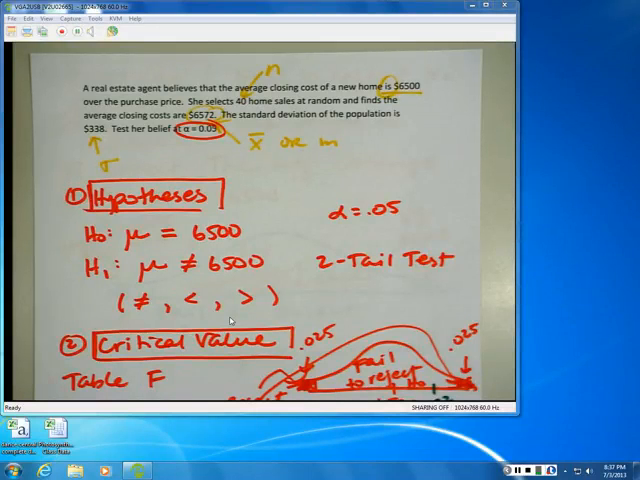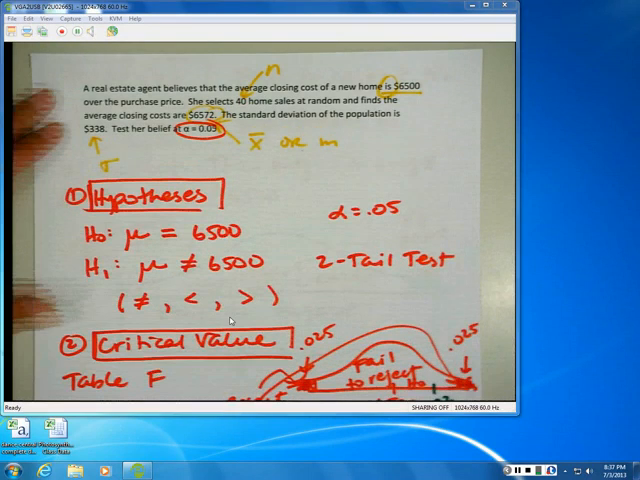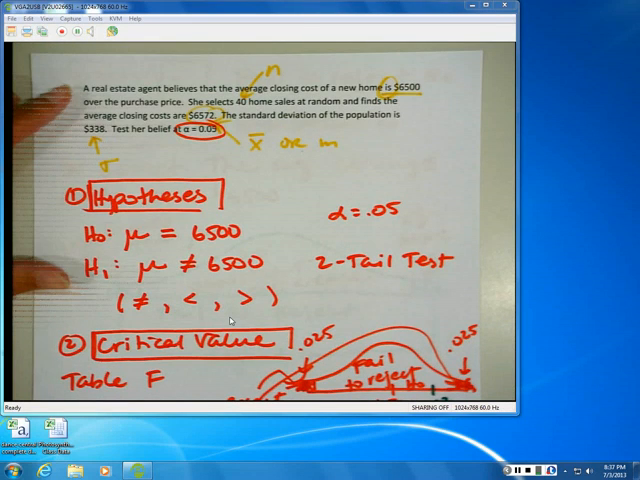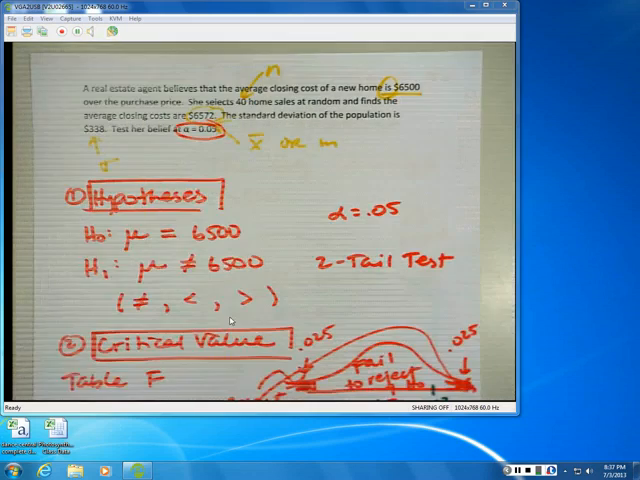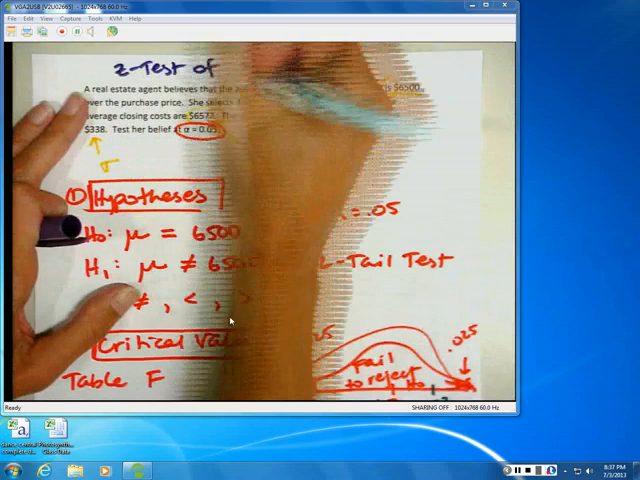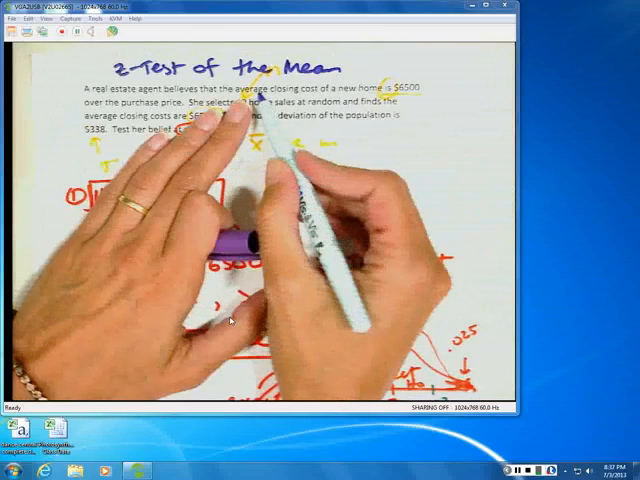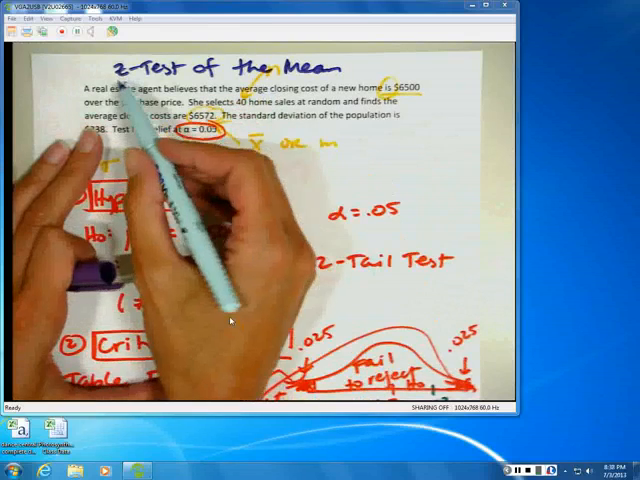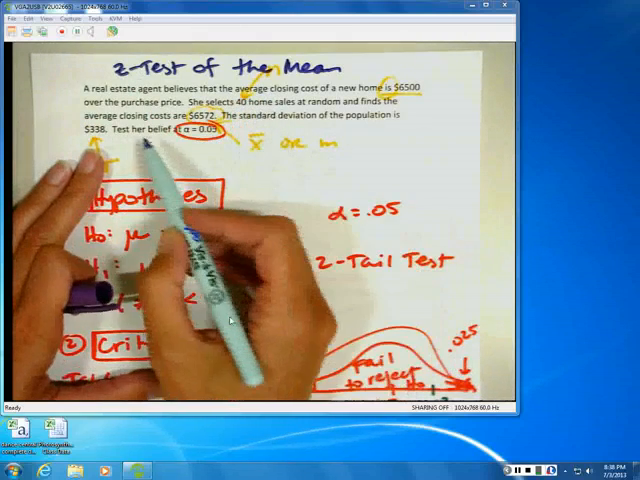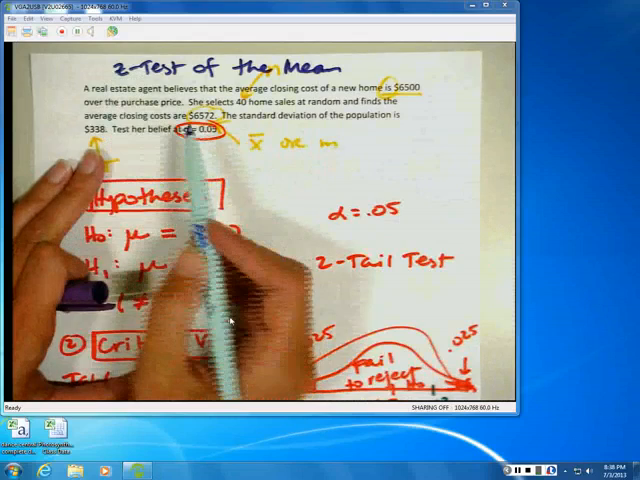In this video, we're going to learn about the p-value, but I want to first start by recapping what we saw in the last video. So here we've got a test about a real estate agent who believes that the average closing cost... this is a z-test of the mean. I know it is a test of the mean because we're comparing averages. It's a z-test because my sample size is large enough, it's 40. If it were less than 30, I would need to also have a population standard deviation. So that makes this a z-test of the mean.